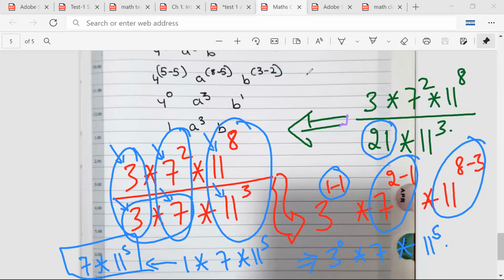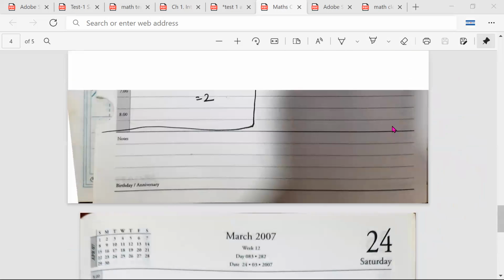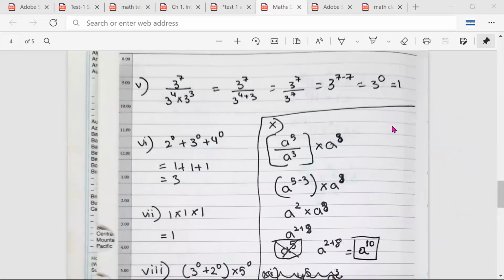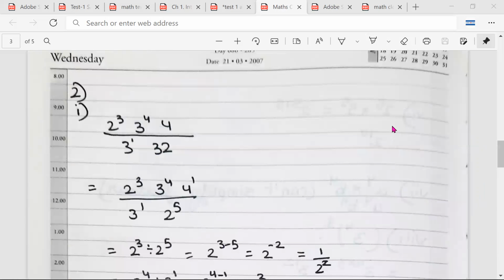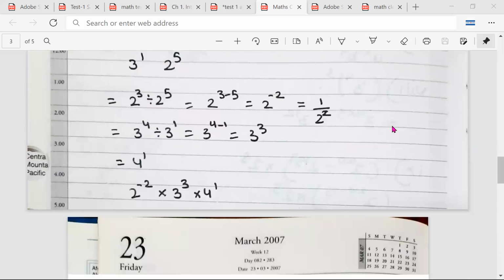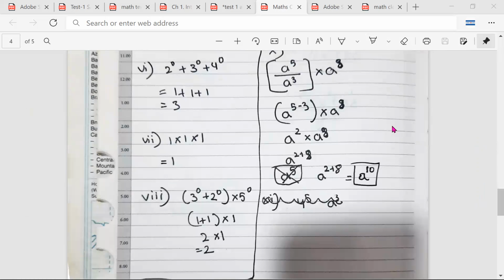So basically, in these kinds of questions, in exponent questions, primarily you have to do prime factorization. So you have to take prime factors and then proceed. Have you understood what I've said?